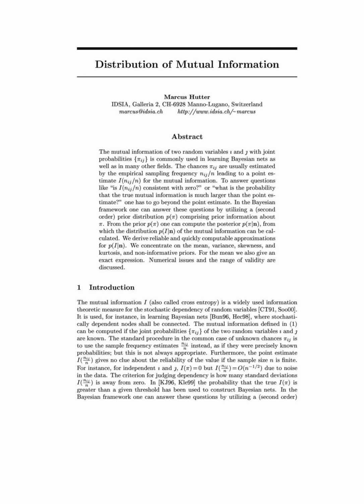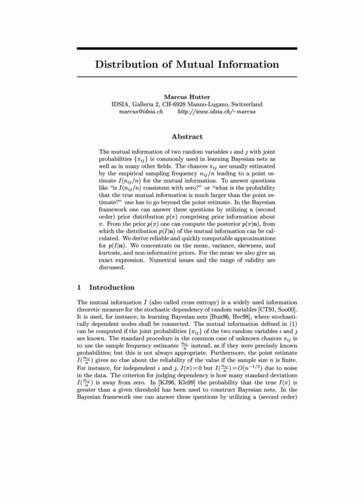In the Bayesian framework, one can answer these questions by utilizing a prior distribution p(π) comprising prior information about π. From the prior p(π), one can compute the posterior p(π|n), from which the distribution p(I|n) of the mutual information can be calculated. We derive reliable and quickly computable approximations for p(I|n). We concentrate on the mean, variance, skewness, and kurtosis, and non-informative priors. For the mean, we also give an exact expression. Numerical issues in the range of validity are discussed.